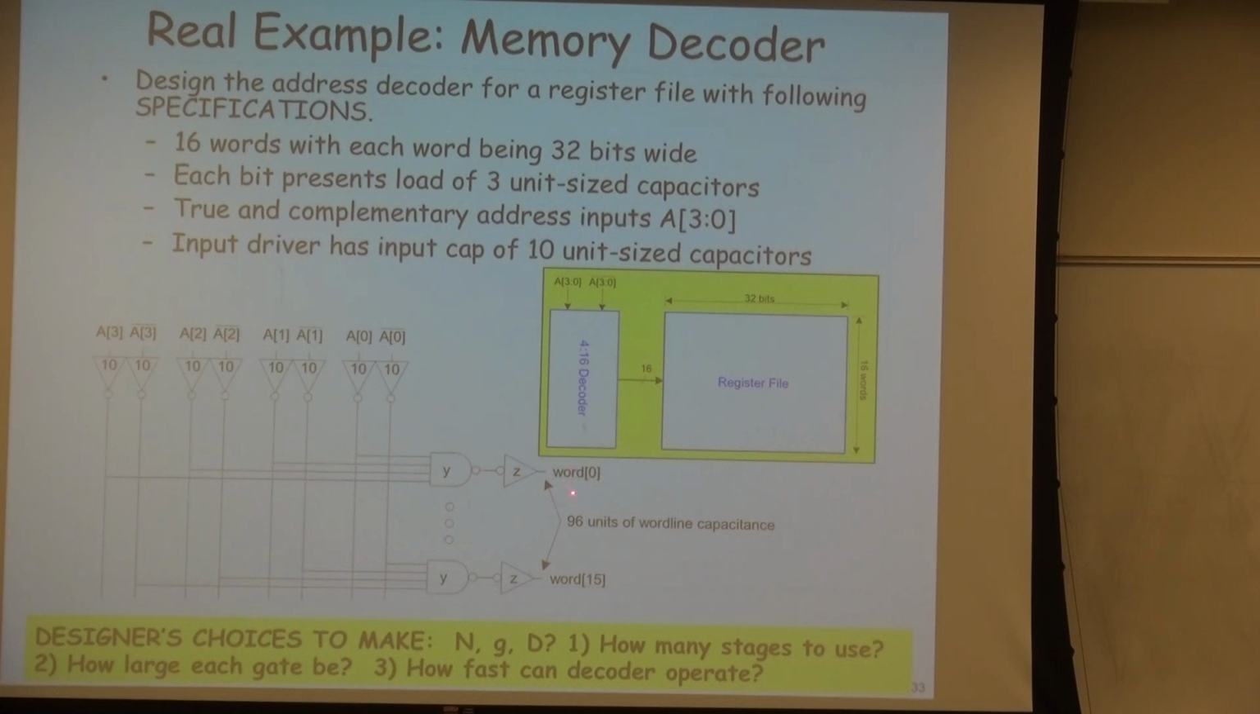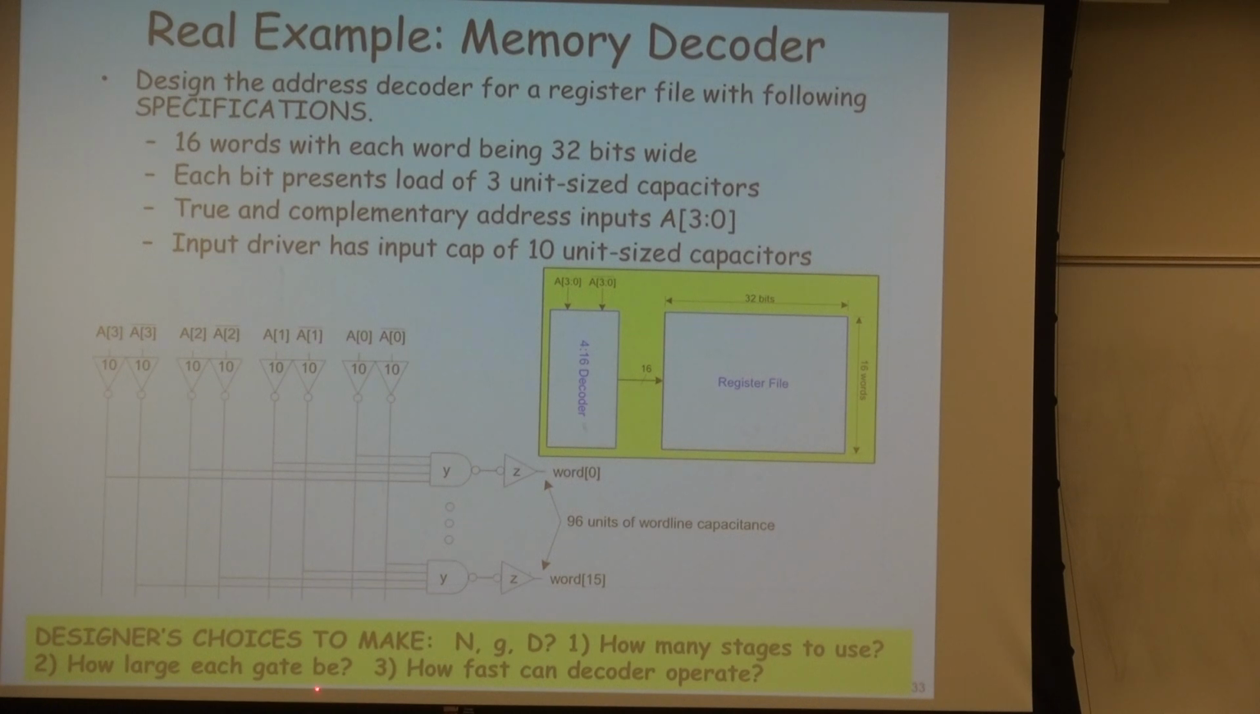Now this word line is going across the 32-bit lines, and each bit line has 3 units of capacitance. So 96 units of word line capacitance is corresponding to these driving over here. So your goal is to find out what should be the sizes of the inverter over here, what should be the sizes of the NAND gate over here. This, of course, we know the size is 10.